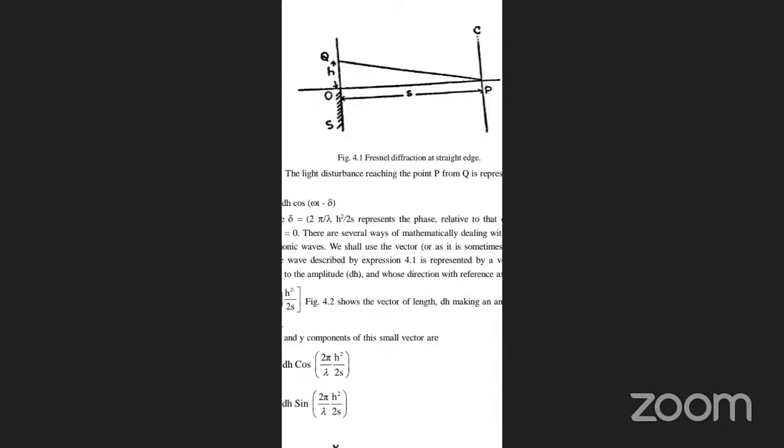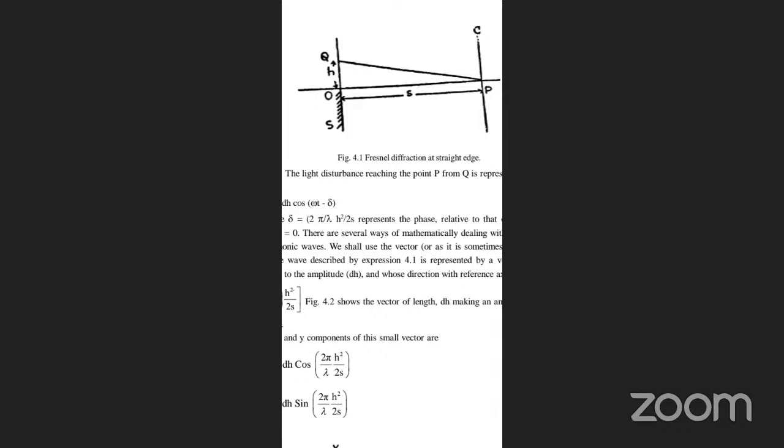Elements along OQ become Huygens secondary sources and send waves towards observation screen C, where these secondary waves combine and produce the diffraction pattern. The amplitude of a secondary wave from an element of length dh situated at a distance h from edge O is proportional to dh. The path difference between the waves from O and those from Q is delta, that is h square by 2s. The phase difference is 2 pi by lambda into delta, where s is the distance between O and the corresponding point P at the edge of the geometrical shadow.